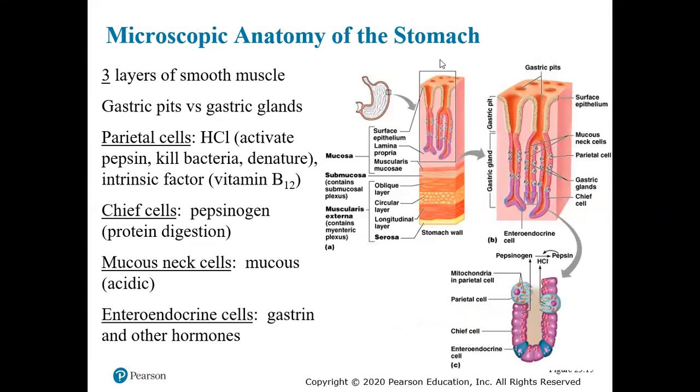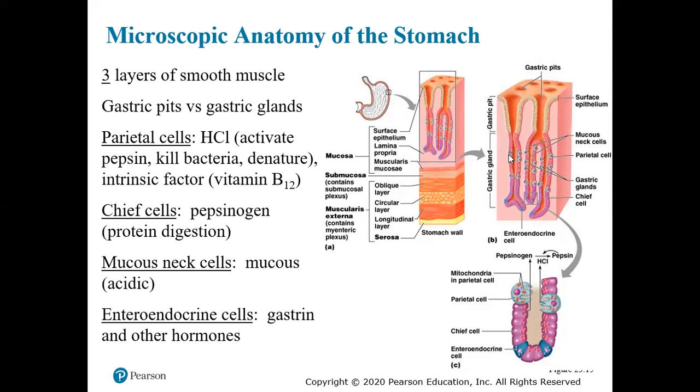With the stomach, as I mentioned, there are 3 layers of smooth muscle. The additional layer is that oblique layer of smooth muscle. The stomach also contains gastric pits and gastric glands. The gastric pit is the part of this structure that is closest to the stomach surface. It's where the contents from the gastric glands are going to collect and be secreted.